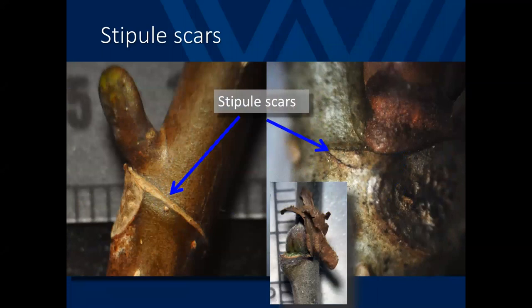Over there on the right, kind of hard to see this one, but the stipule scar, again, of a mulberry. And where it breaks off, it just leaves a little smiley face kind of pattern and doesn't wrap all the way around the twig. So stipule is a very important attribute.